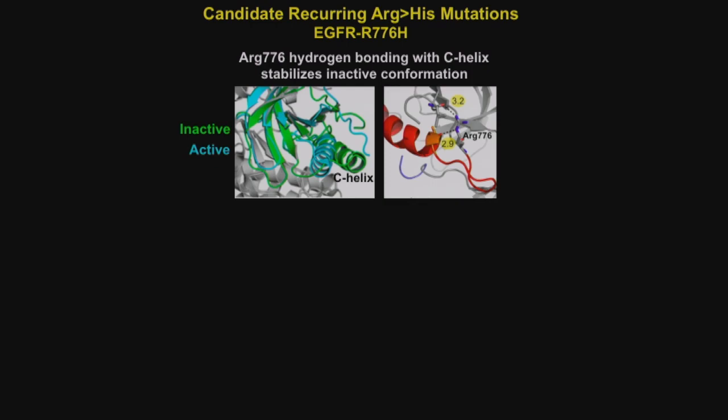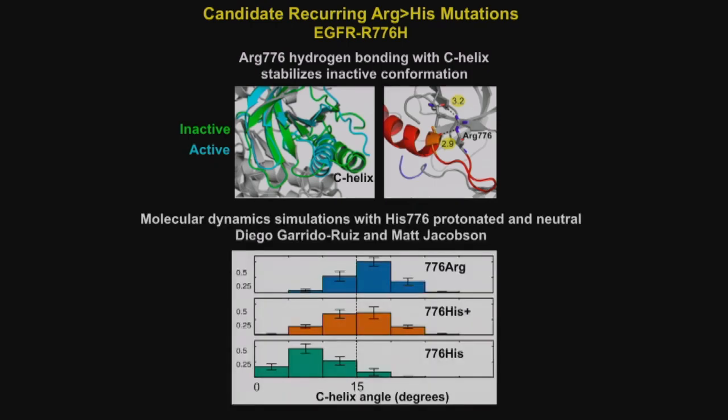So we said, well, what happens when that's mutated to a histidine? And could the protonation state of the histidine make any difference? And so with Matt Jacobson, we did molecular dynamics to show that. And now this is measuring the angle of the C helix to the center of the molecule. And when that histidine is protonated, it adopts a very similar conformation as the natural or the wild-type arginine. However, when it's neutral, it's got a more swung-in position.